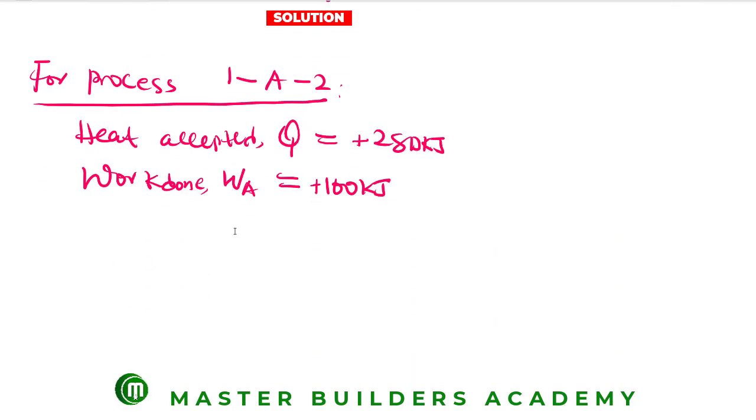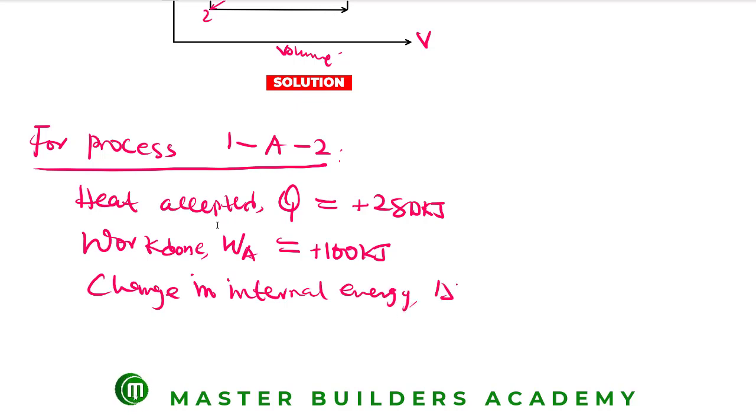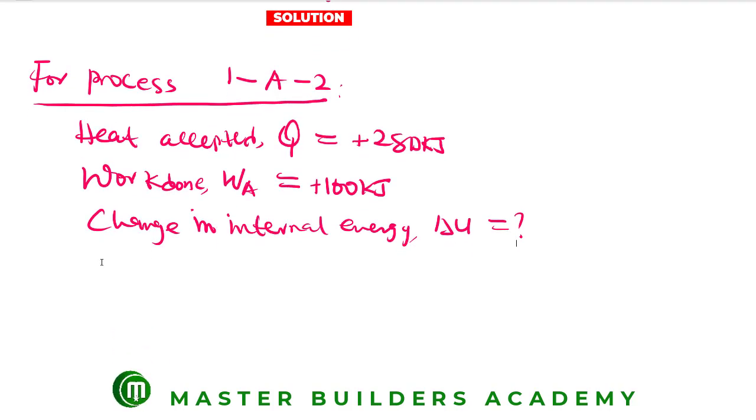All right, so to find the change in internal energy, this is unknown. So this is what we are going to find here in the first process. All we just need to do is to recall the equation for the first law of thermodynamics: Q minus W is equal to change in internal energy. Hope you can see this.